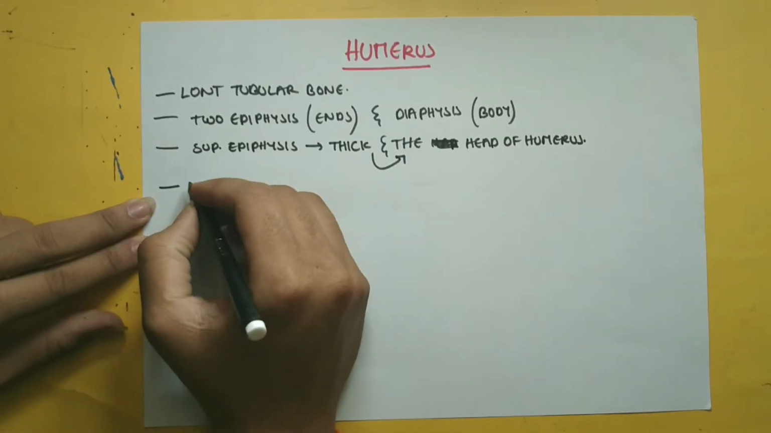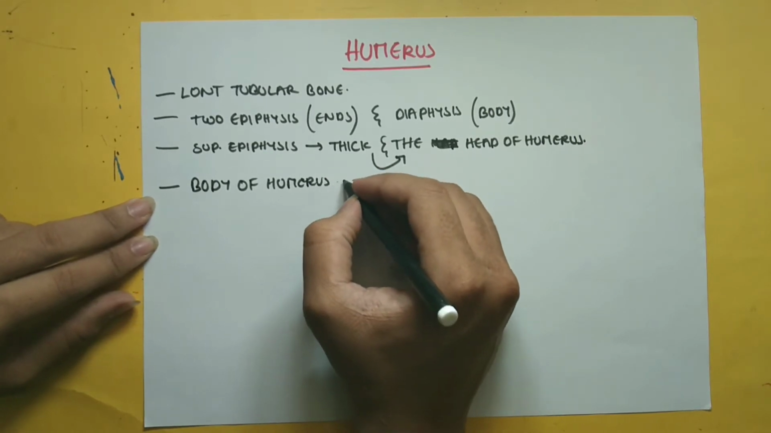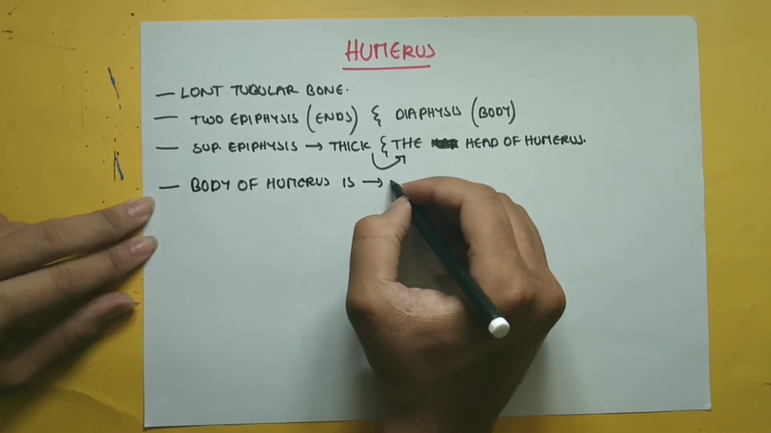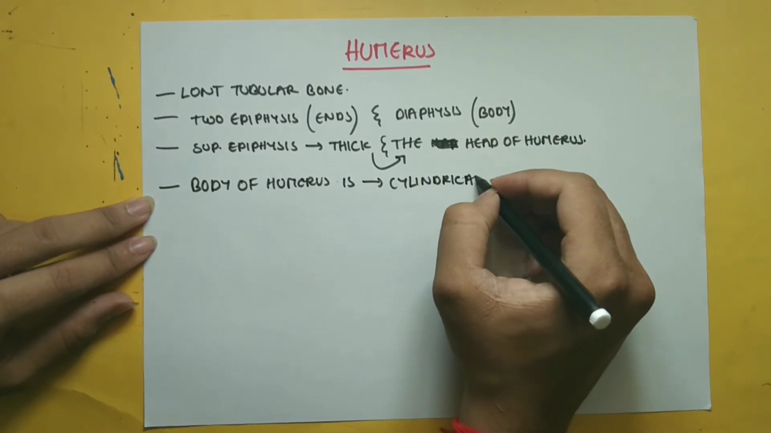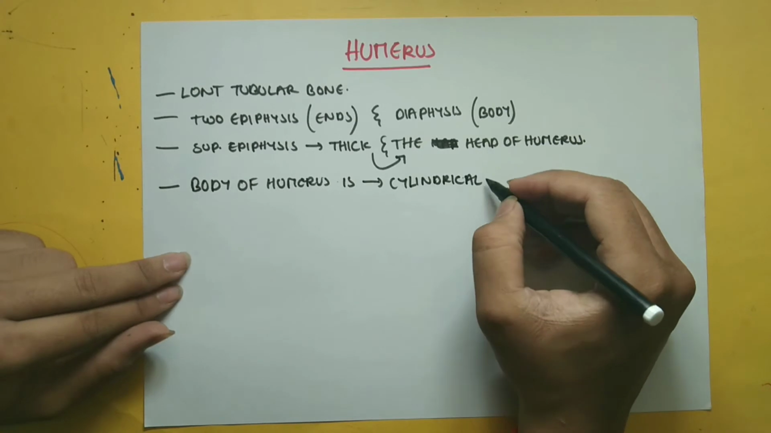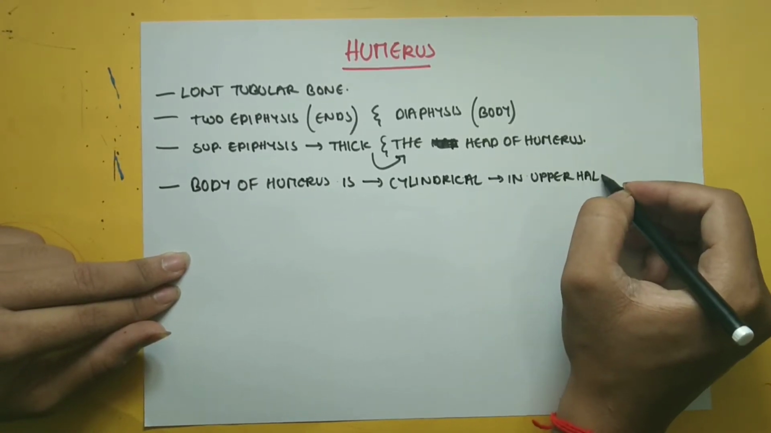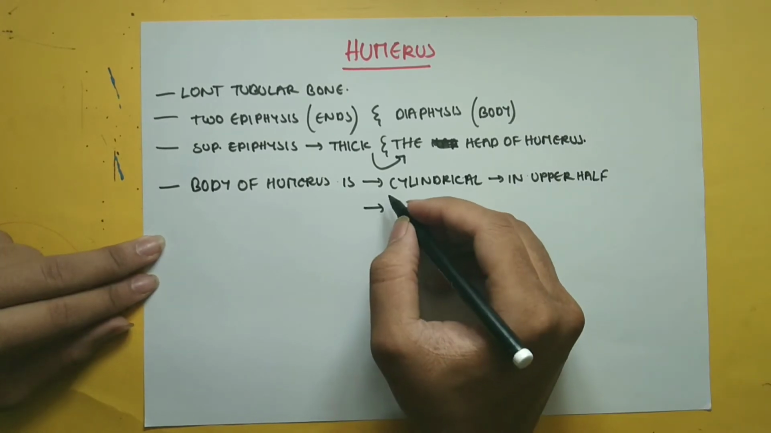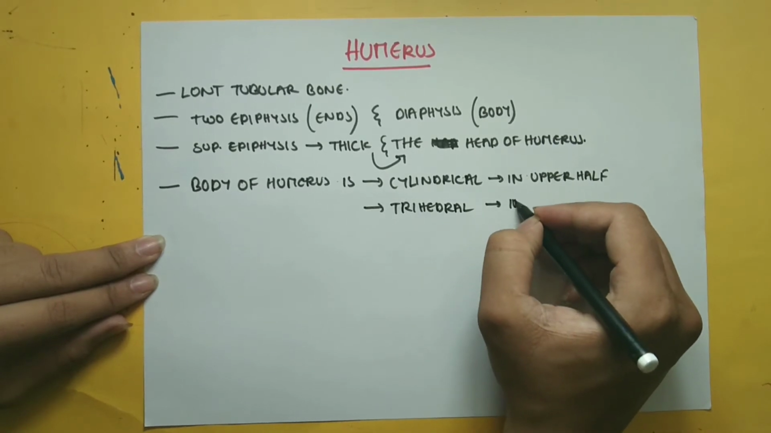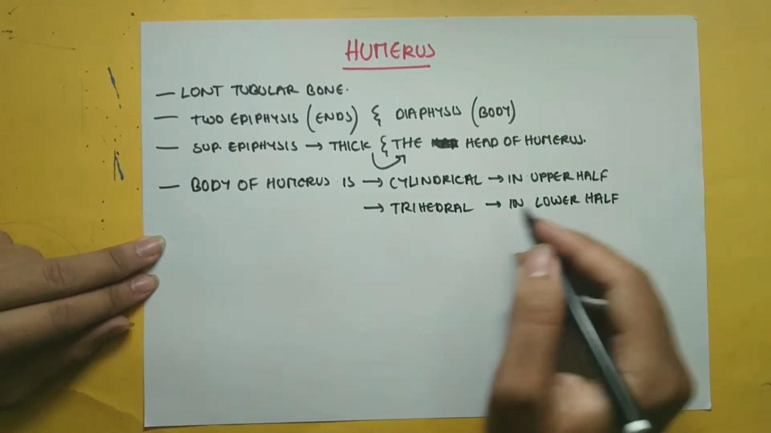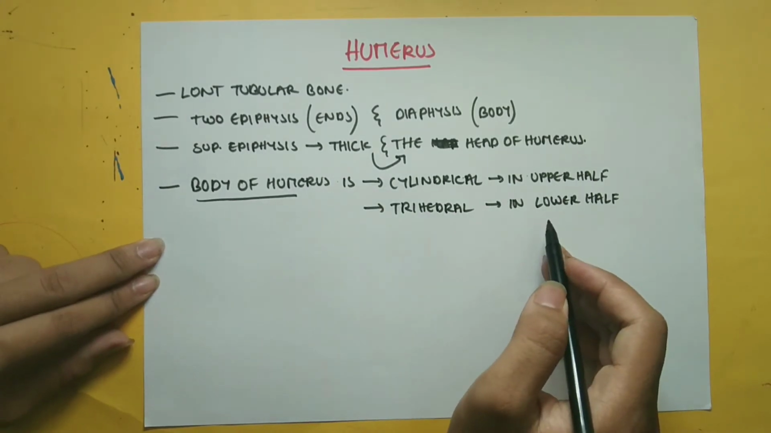The body of humerus is cylindrical in shape only in upper half, and it is trihedral in lower half. The body of humerus is cylindrical in upper half and trihedral in the lower half.